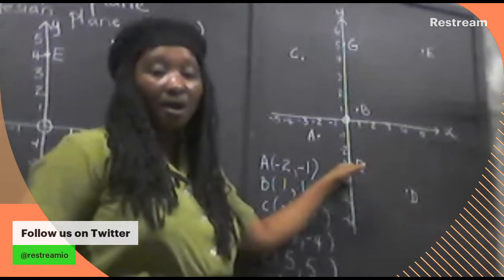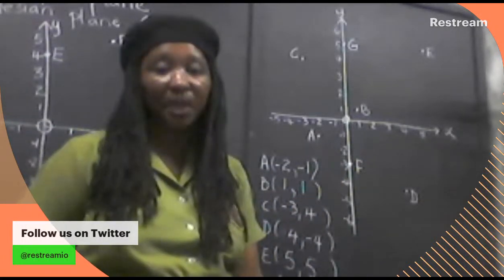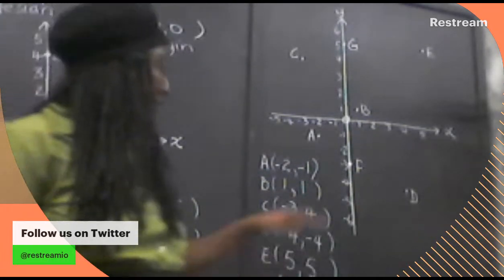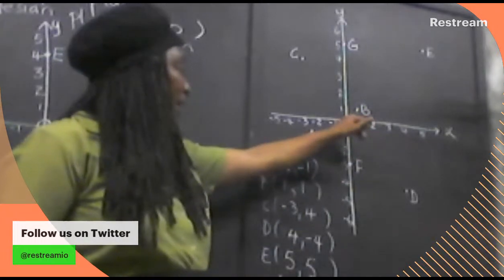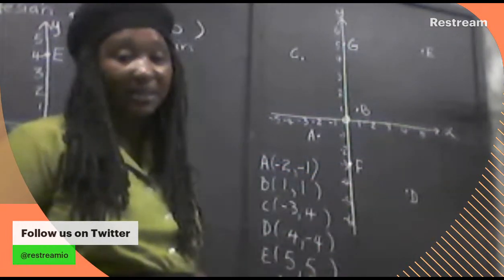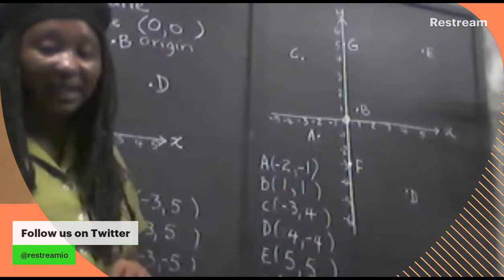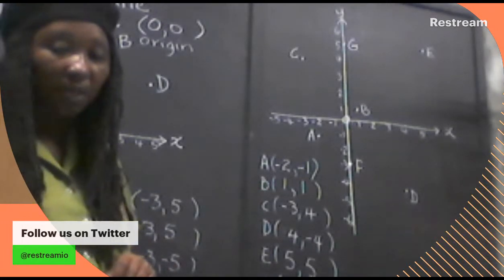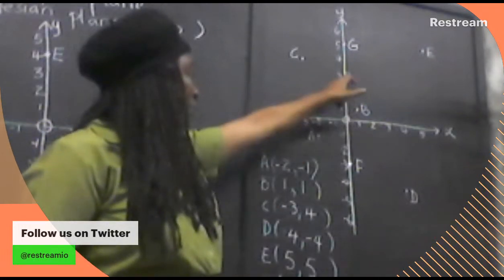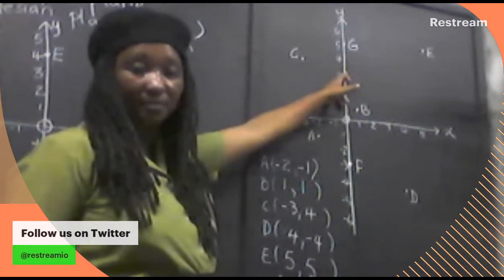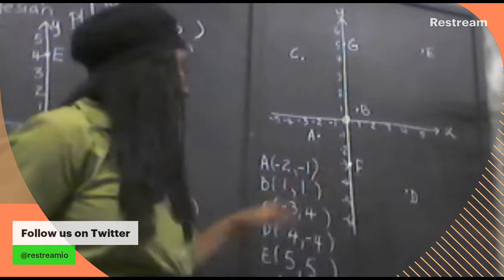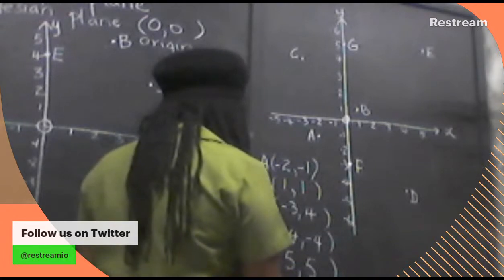F is on the y-axis. So that means we did not move on the X for F. We did not move from the origin. We just went straight down to -3 on the y. That means it's 0, -3. Not 0, 3. It's not a positive 3. 0, 3 would have been up here. So this is 0, -3. So that's F, 0, -3.